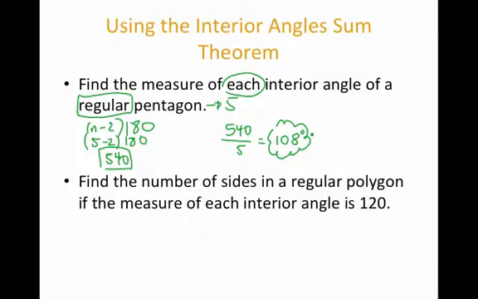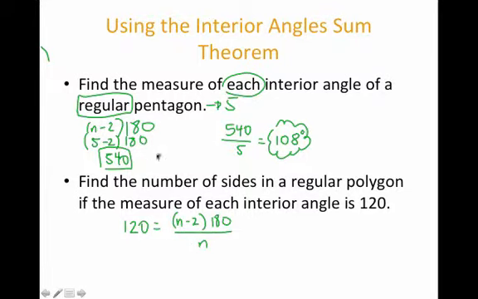And the last kind of problem that you're going to encounter using the interior angle sum theorem is a problem like this, where we want to find the number of sides in a regular polygon if the measure of each interior angle is 120. So let's think here. If each angle is 120 degrees, that should equal n minus 2 times 180, remember that's the sum of all the angles, divided by n, the number of angles.